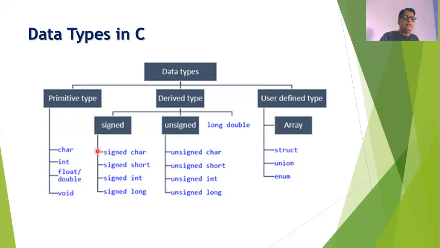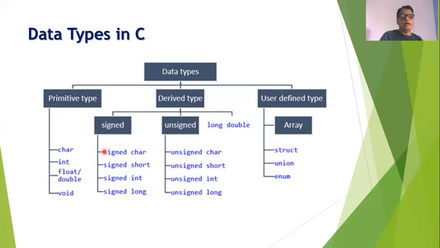Now you will find that these basic data types can be explored further, and we get some more data types, and they are called the derived data types. In the derived data types, again, we have three categories. One is called the signed data type, another is called the unsigned data type, and the third one is the long double. And the long double is normally used for accessing very large numbers.